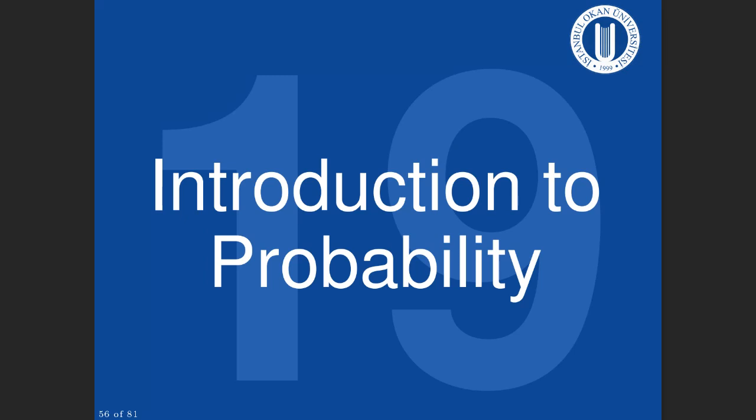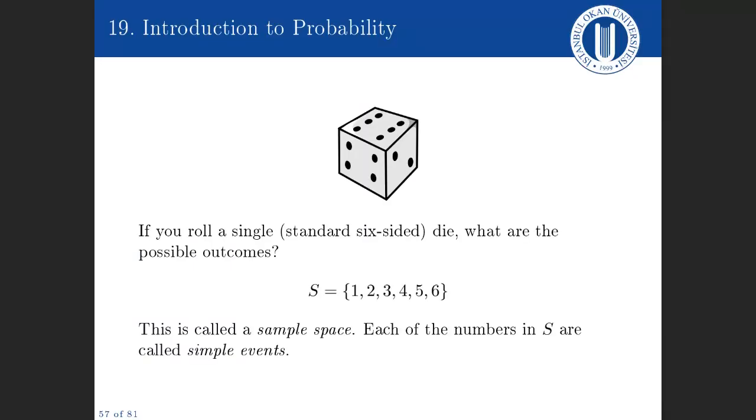Our final chapter for today is an introduction to probability. Most of the probability we study will be talked about next week, but let's do an introduction now. If you roll a single die, that's a standard six-sided die, what are the possible outcomes? We can get a 1, a 2, a 3, a 4, a 5, or a 6. The set of these possible outcomes is called a sample space, and each one of the numbers in S is called a simple event.